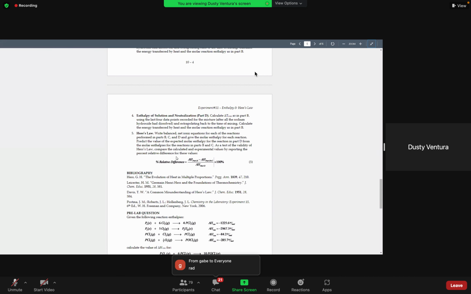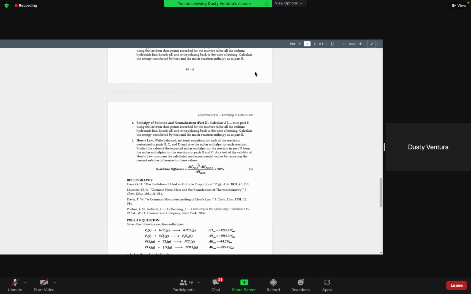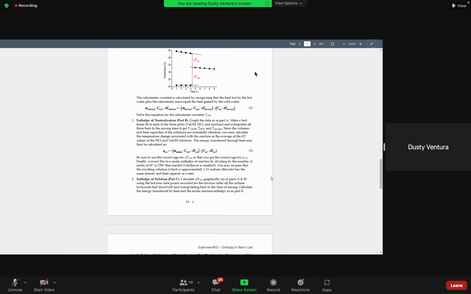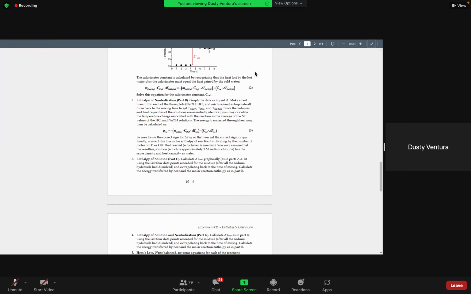So for number 5, you calculate 3 enthalpies in this lab using this equation here.